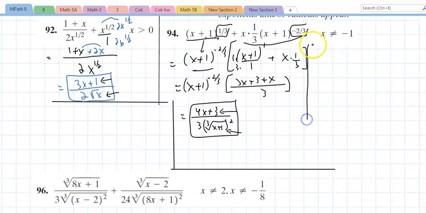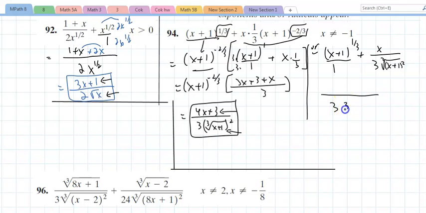You could say, I'm going to write this as x plus 1 to the 1/3 plus x over 3, the square root of x plus the cube root of x plus 1 squared. The LCD is 3, the cube root of x plus 1 squared. You multiply this top and bottom by that. 3 times the cube root of x plus 1 squared. 3 times the cube root of x plus 1. Okay, I'm running out of space. I could make space. That's easy.